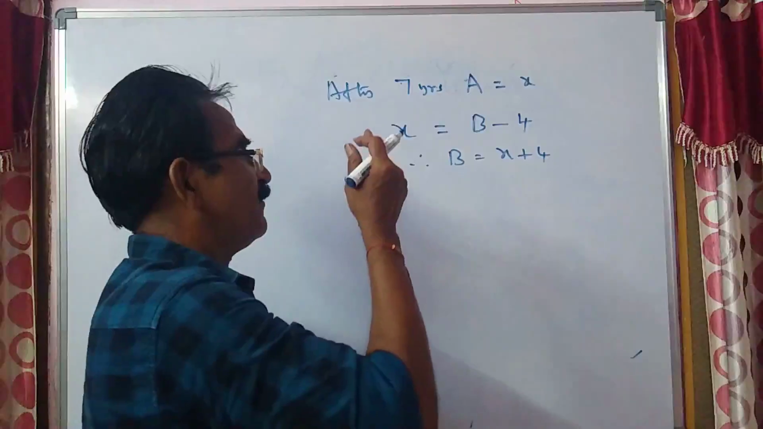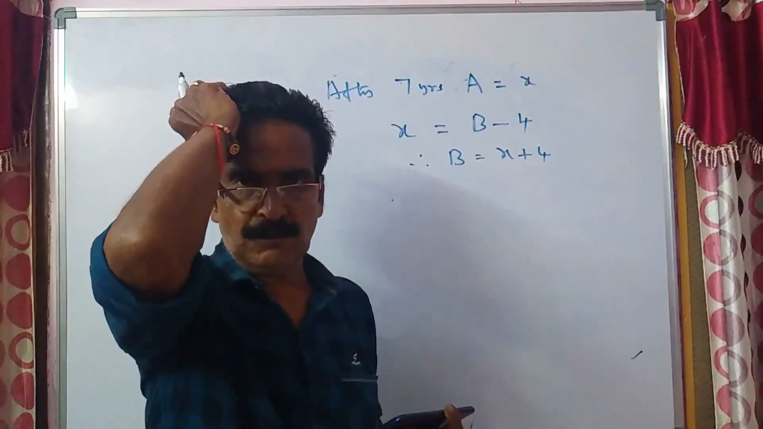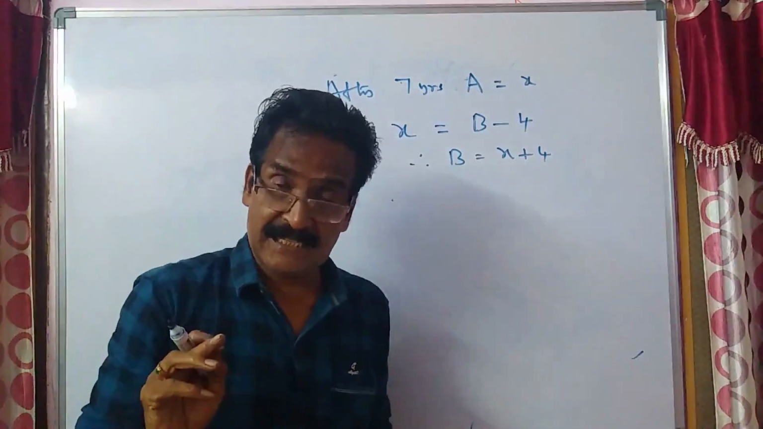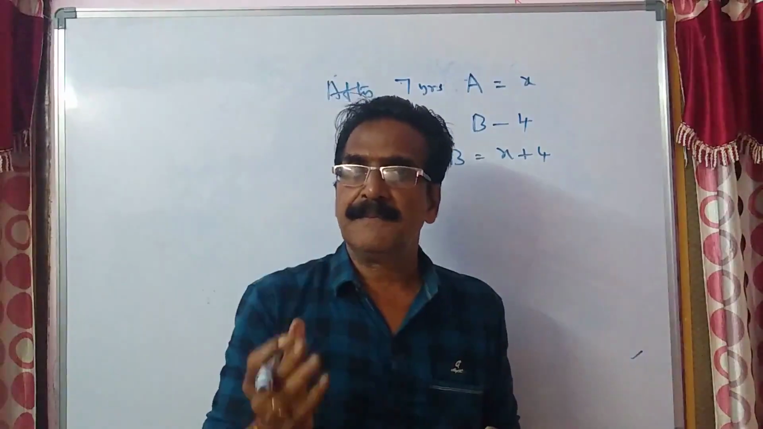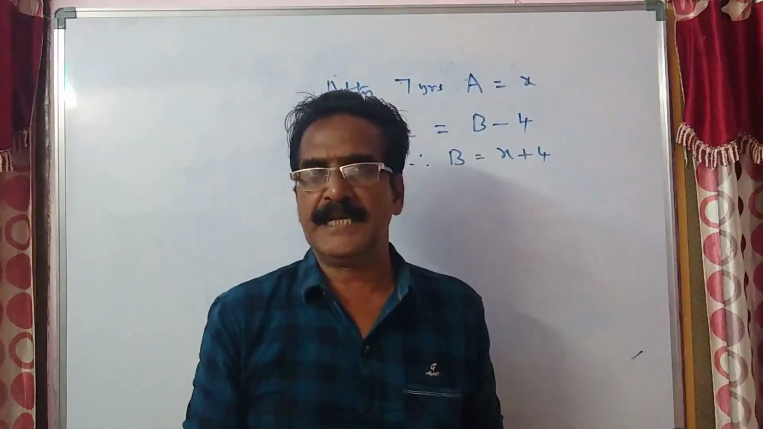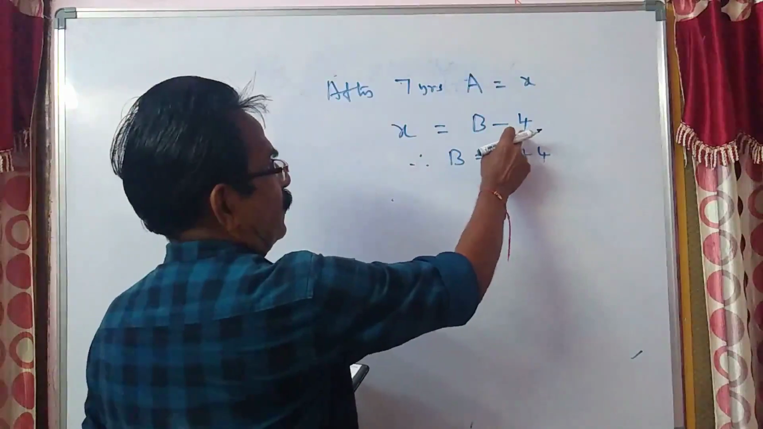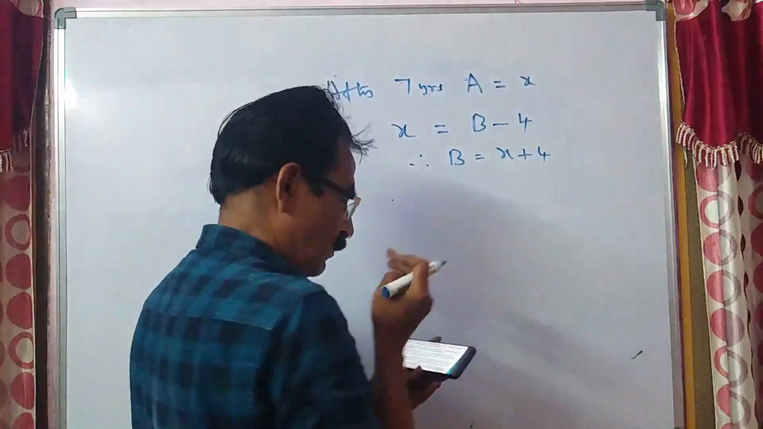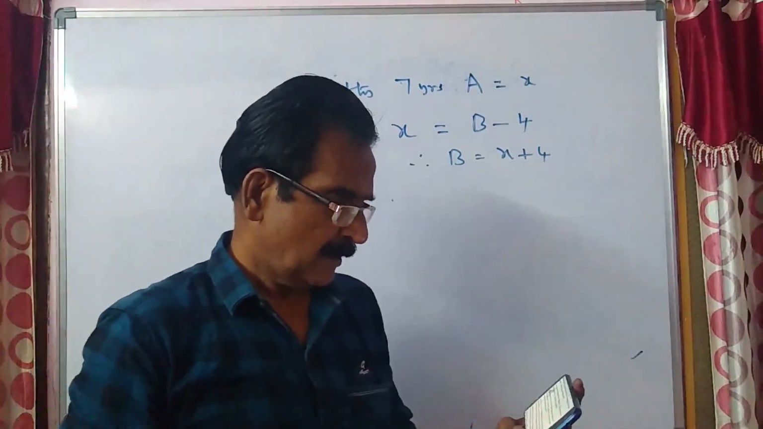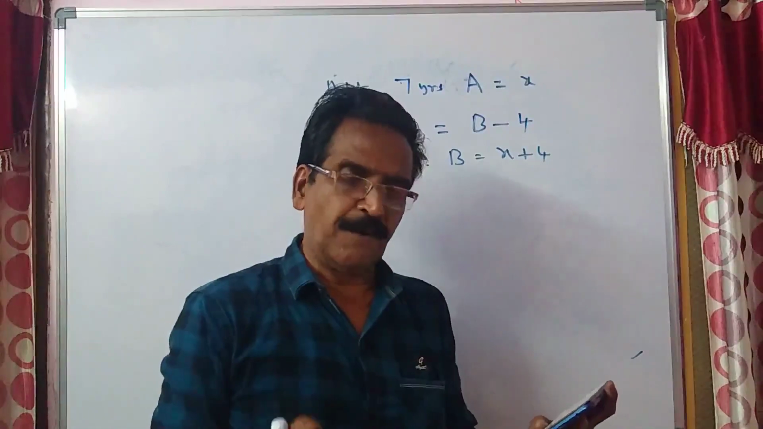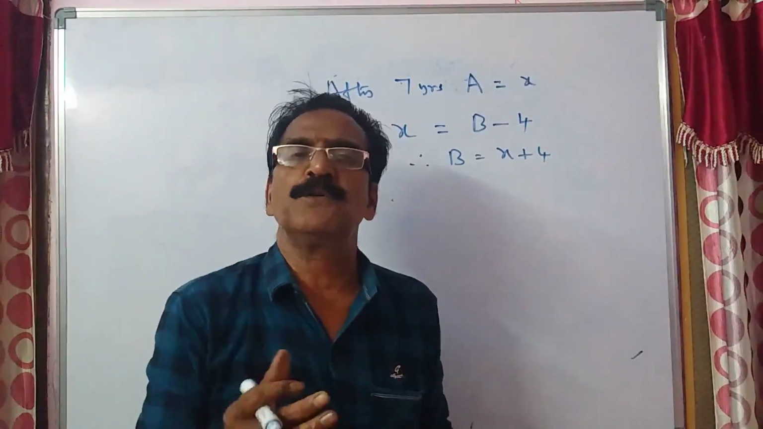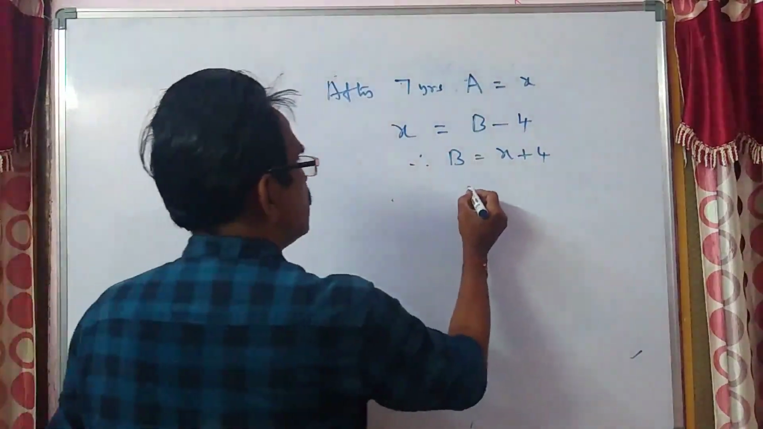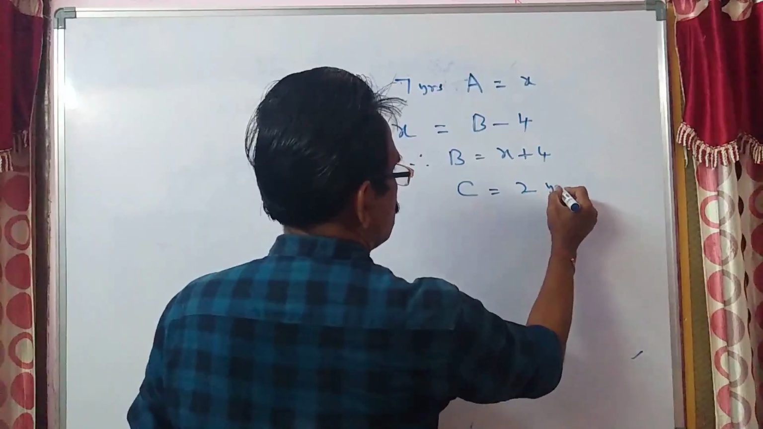So 7 years after, A is equal to X. This X is equal to B's age 4 years ago, that is B minus 4. This X is equal to B minus 4. B is equal to X plus 4. Now let us see. C was born 2 years ago. Means now C's present age is 2 years. Now C is equal to 2 years.